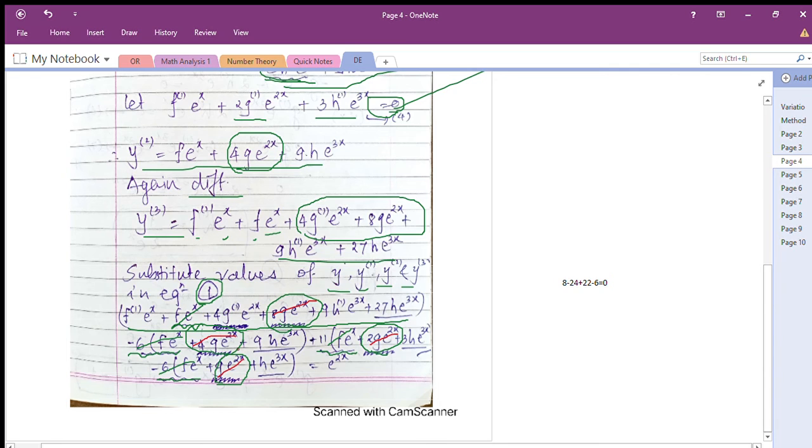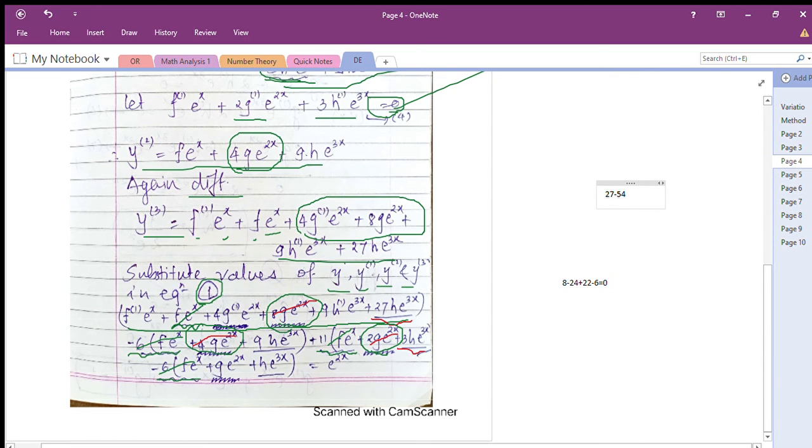Now again find the coefficient of h. So this is the first one, this is the second one, this is the third one, and this is the fourth one. Okay, so those are the 4 different values of multiples of h. So what will be the coefficient of h in the first one? That is 27. Now in the second term it is what? 9h e raised to 3x, and this is minus 6. So 9 times 6 is what?